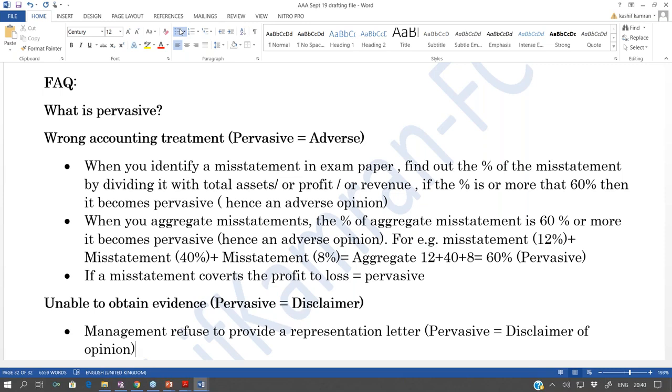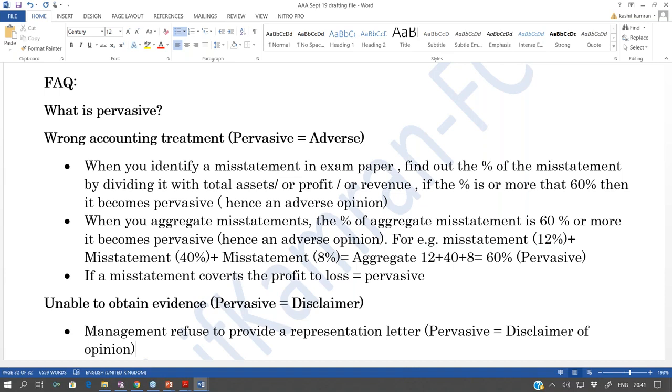And please, we do the aggregations as we did just in the Breadley company question, right? Because there are a lot of questions coming on the aggregation. That aggregation is to be done on net, and the net is to be divided by the total assets, the net is to be divided by the sales, the net is to be divided by the profit, and if that percentage is 60 or above, then automatically it becomes pervasive, right? So do we take aggregations on gross basis? No, we take aggregations on net basis. I just took an example, 40% plus 8% plus 12%, just to demonstrate the way you conclude things.